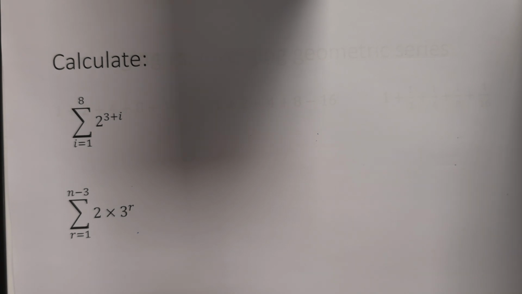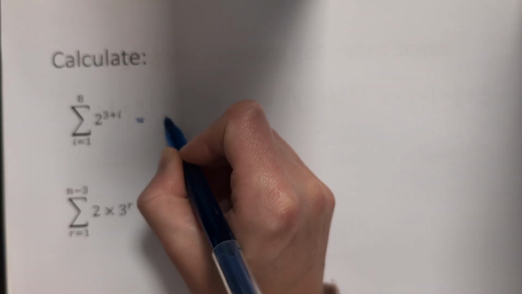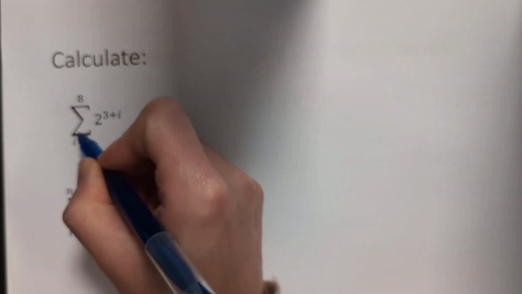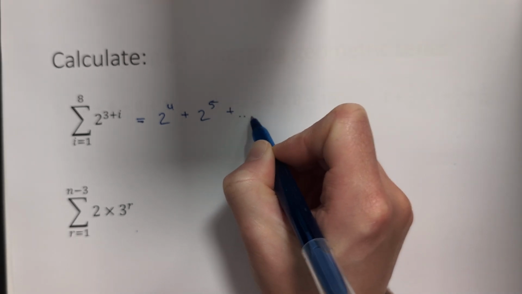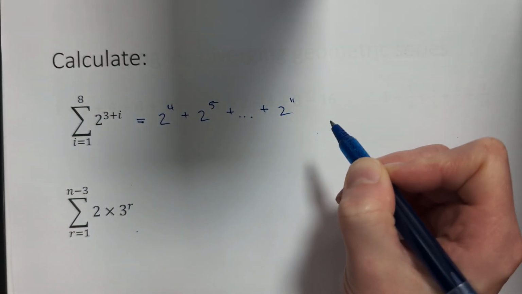Here's some sigma notation. It may help you to write out a few of the first terms and see how many terms there are before you use the formula. Of course, you could just put it into your calculator if it were a calculator question. Starting at 1, 2 to the 3 plus 1 is 2 to the 4, plus 2, so 2 to the 5. You can already see the pattern. And we're going to go up to 2 to the 3 plus 8, which is 2 to the 11th.